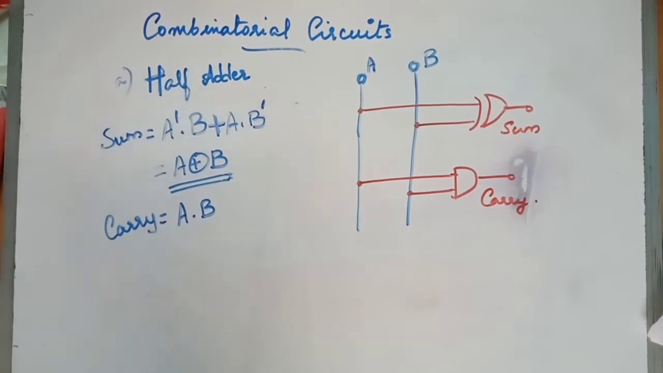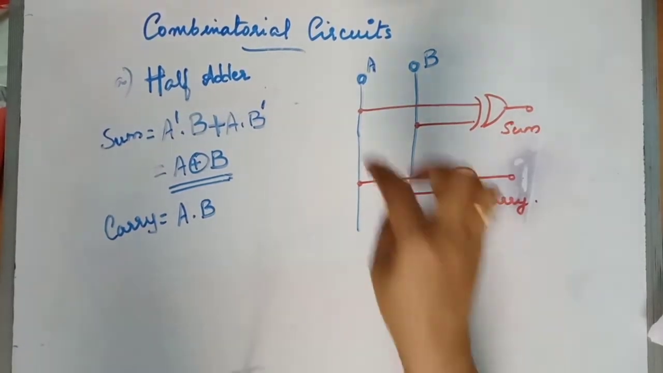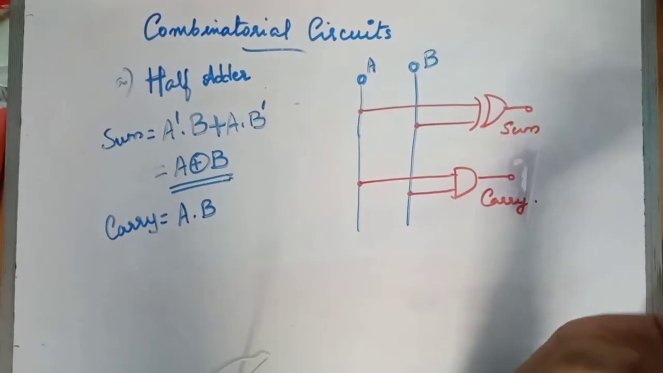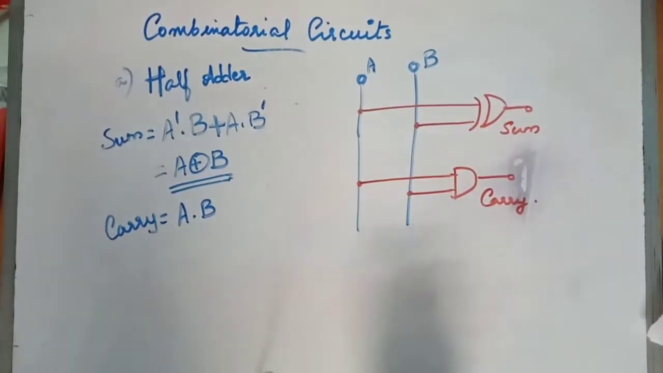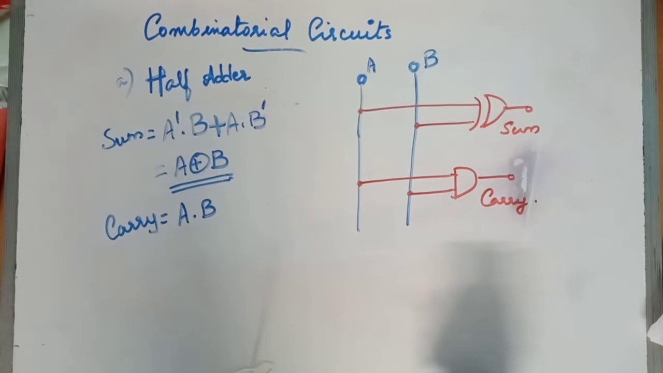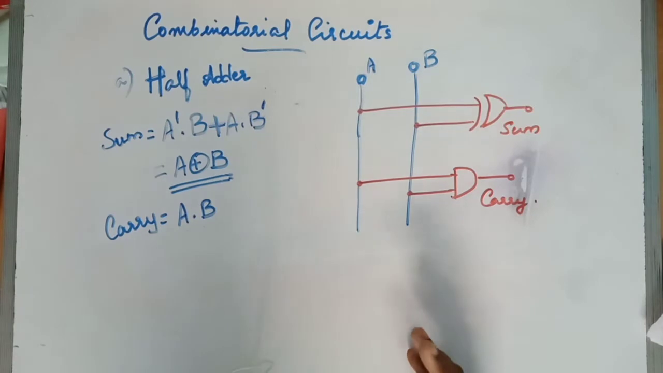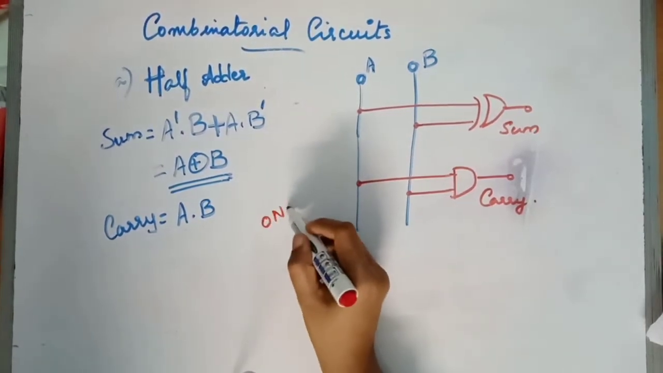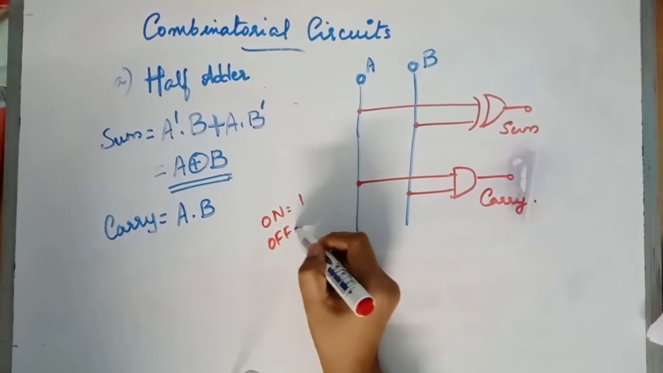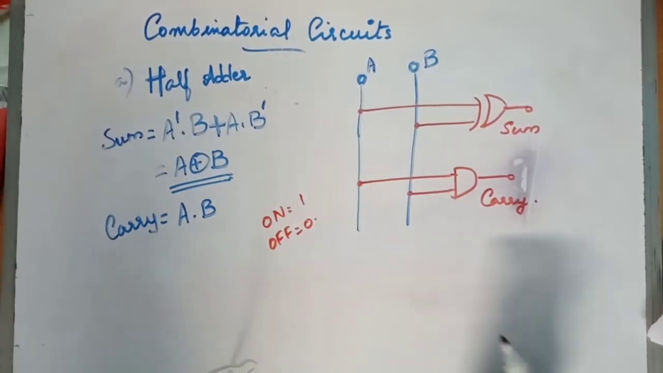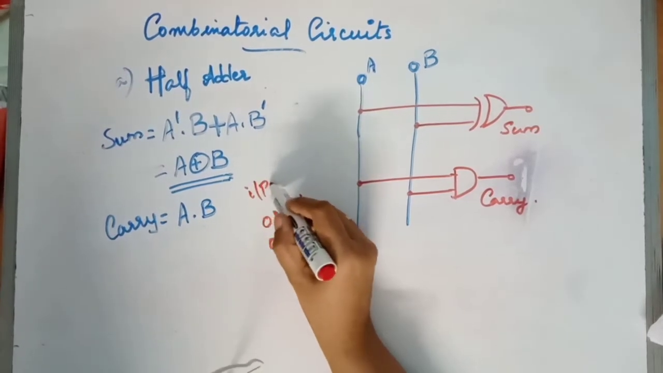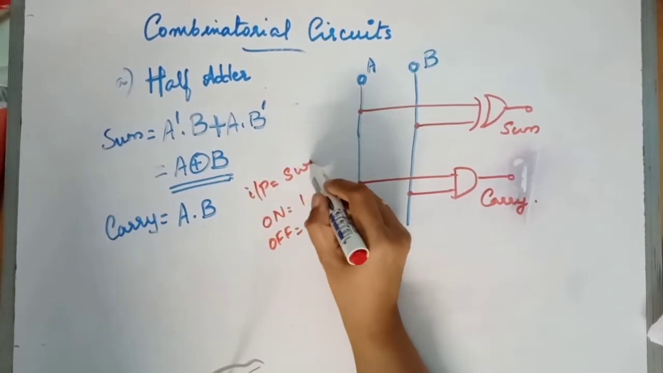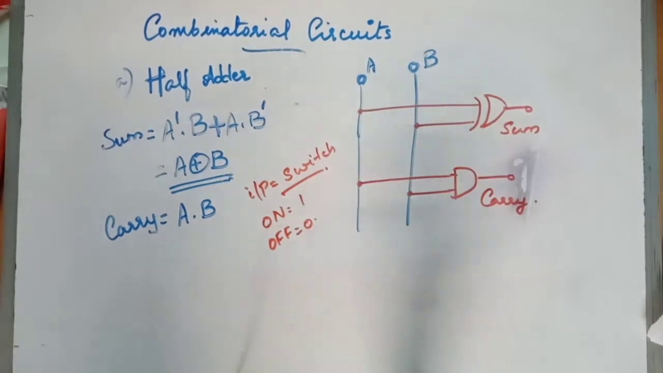So if you are doing it in the lab, what will you be doing? You have A and B as the inputs. So what is your input? Input is normally a switch which you can turn on and off. If it's in the on position, then it's a 1. If it's in the off position, then it's a 0. So input is normally represented with a switch in the labs.